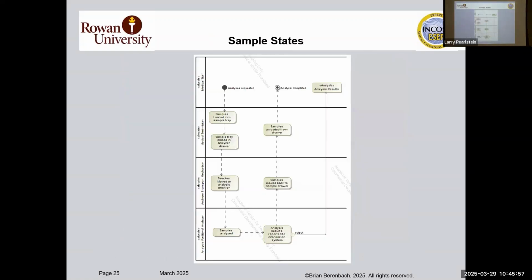Okay, so here are the sample states, which I can't see from here. We'll come over here. I still can't see it, so I'll put my glasses on.